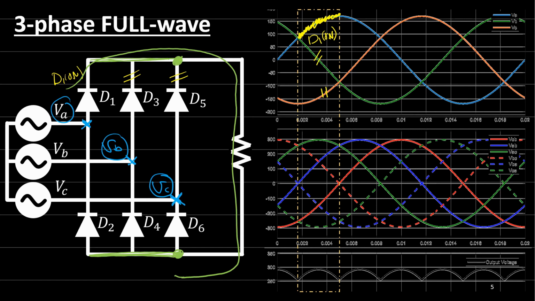Now when the waveform is coming back here, we need to look at the smallest voltage, the minimum value. Here we have the orange, how much is VC? So VC is smaller than VA and VB. So here diode 6 will be on, and diode 4 and diode 2 will be off, and the waveform will become like this.